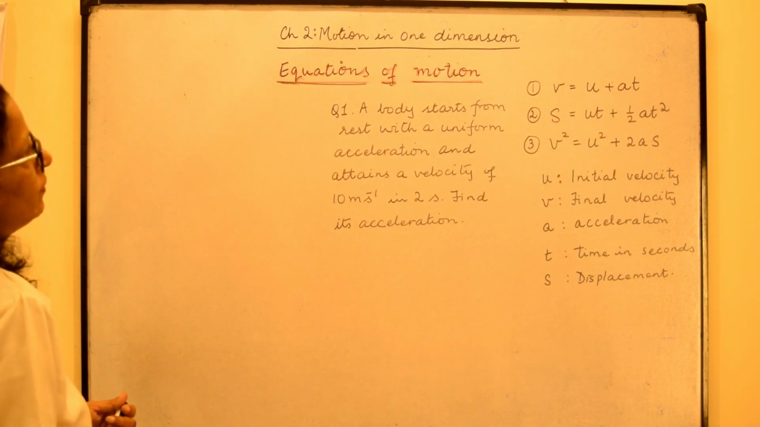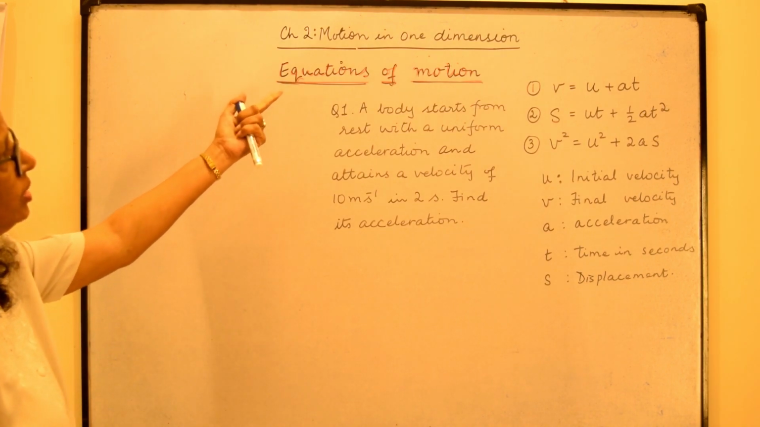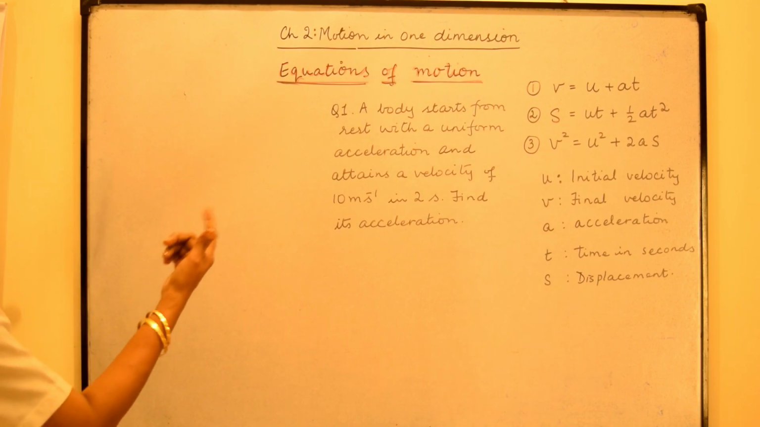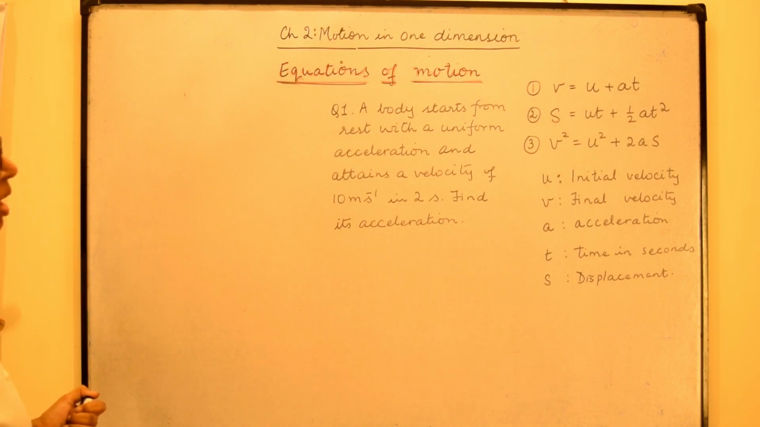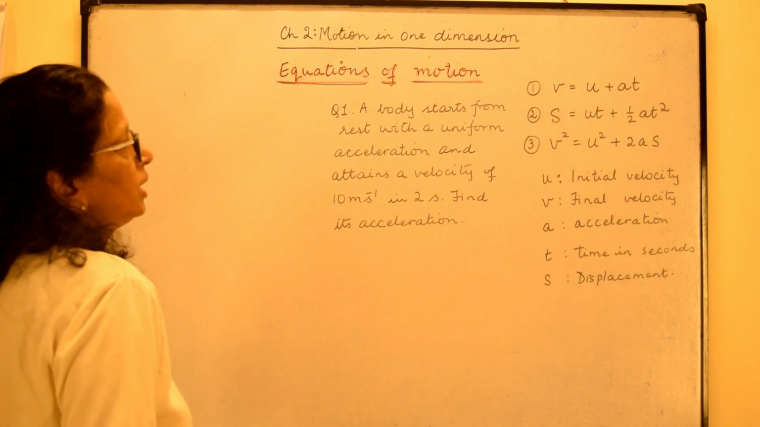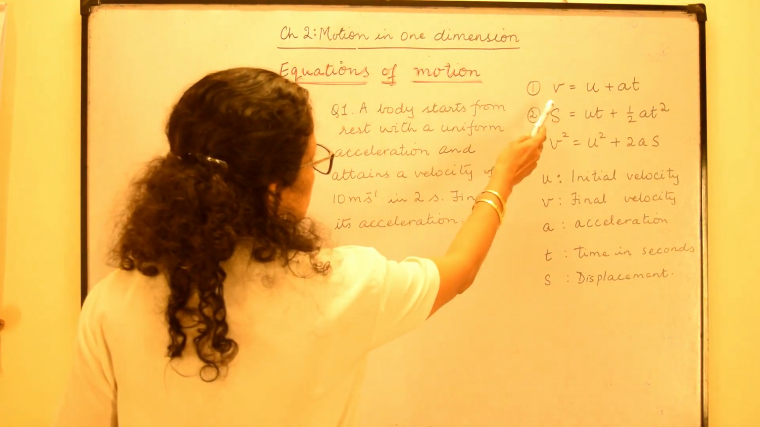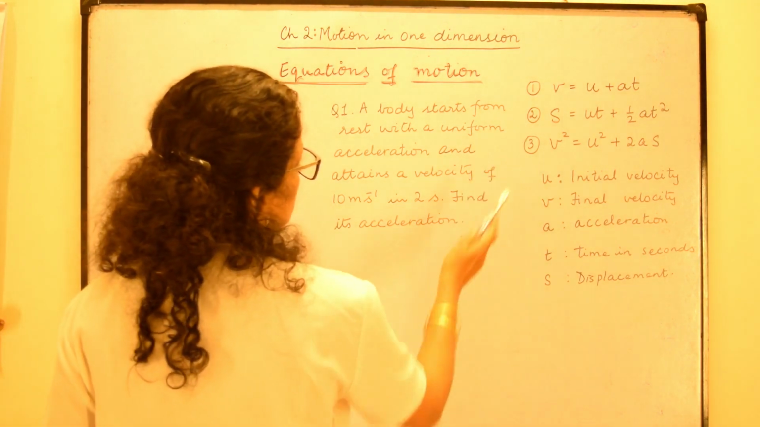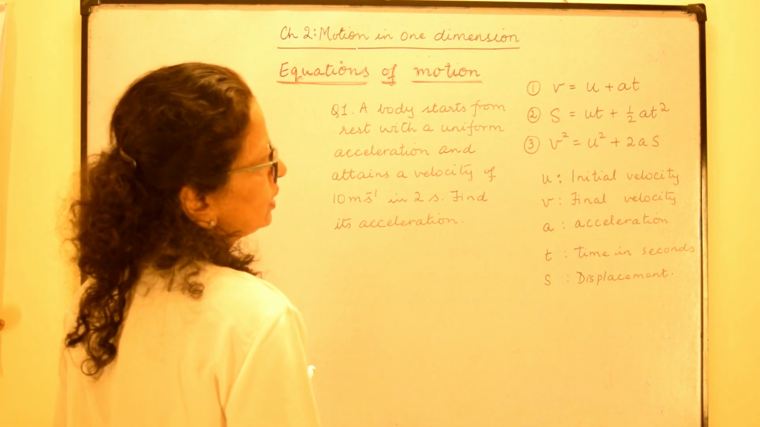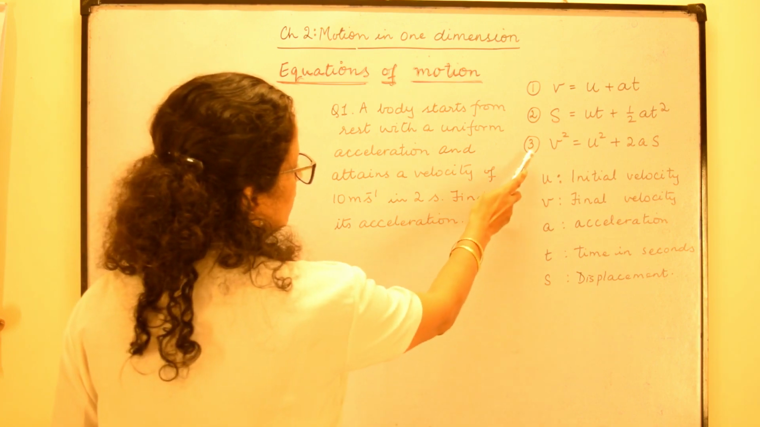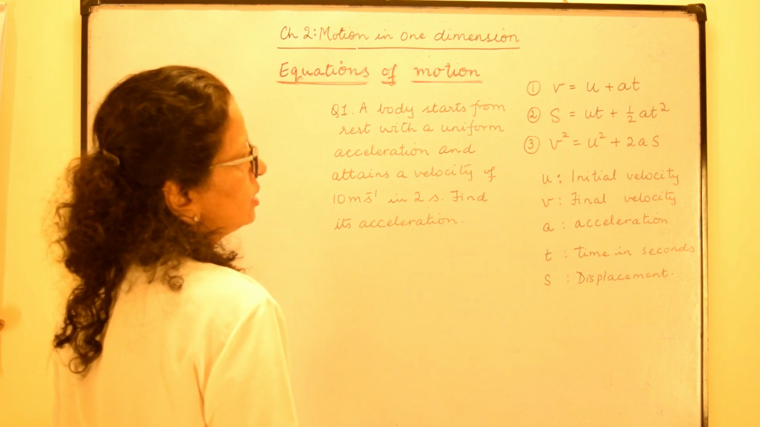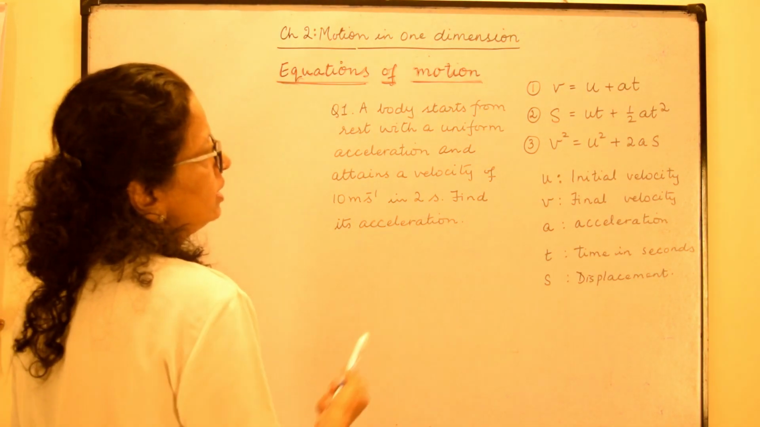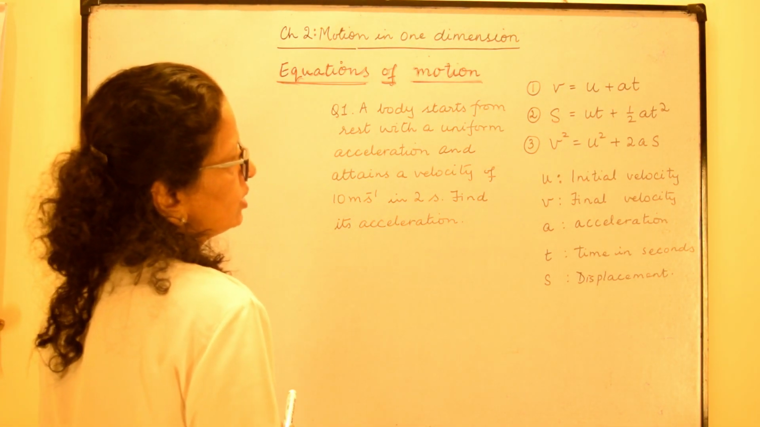We are continuing with our second chapter in physics, that is motion in one dimension, and now we are coming to equations of motion. We have already learned there are three equations of motion. First one, v is equal to u plus at. Second one is s equal to ut plus half at square, and the third one, v square is equal to u square plus 2as. We already learned how to derive these relations.